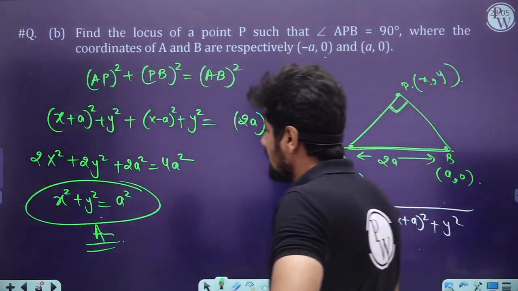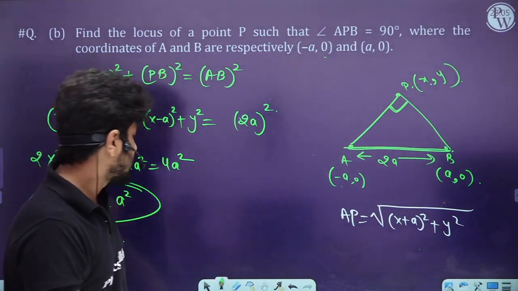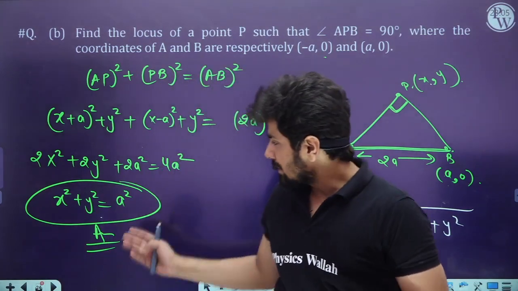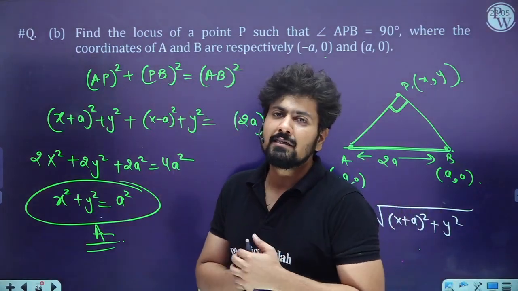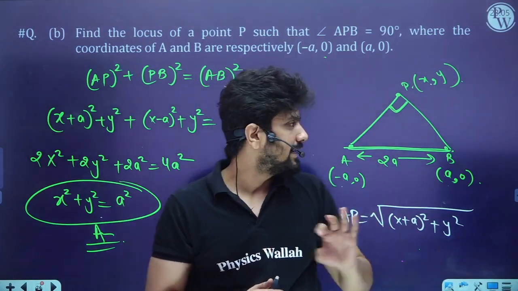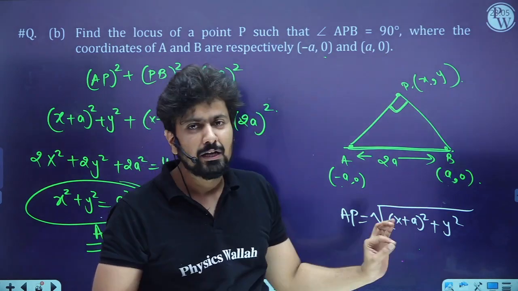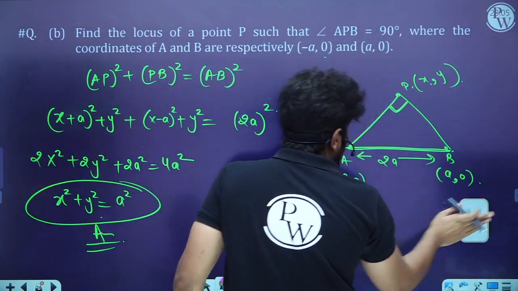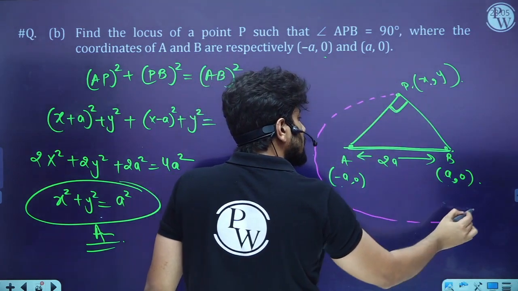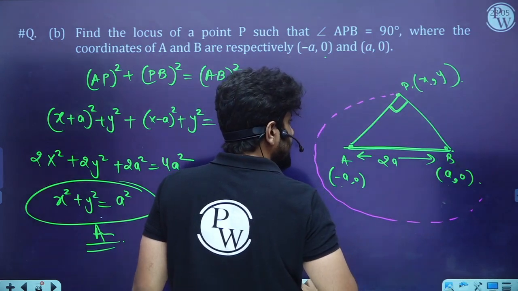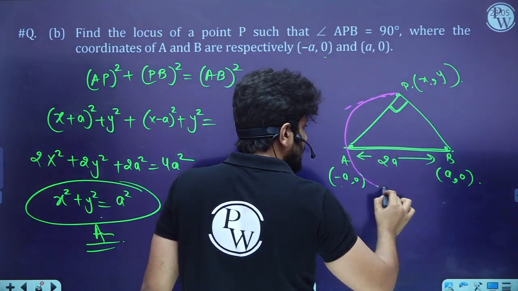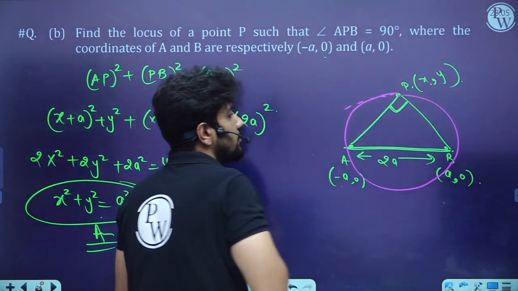Now, another very important thing which you must have observed in this question: we got the equation, but what does this equation represent? What is the path of point P? Basically, in what path will point P be moving? So the answer to that question is that point P will be moving in a circular path, where AB is the diameter of the circle.